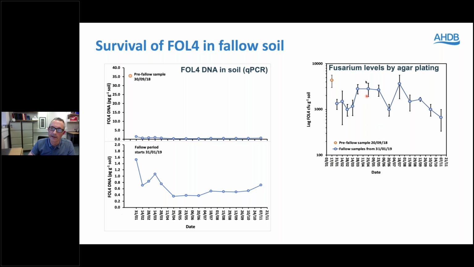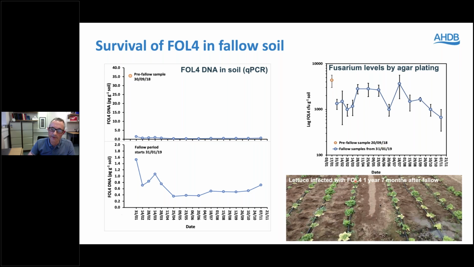So although there's a decline, the pathogen is still maintained. And we also did agar tests. You can see the graph on the right-hand side here, which showed a similar result. More recently, we've grown lettuce in that tunnel, which was left fallow for 1 year and 7 months in total, and you can see that disease developed. So leaving these areas fallow doesn't seem to be a particularly practical solution.